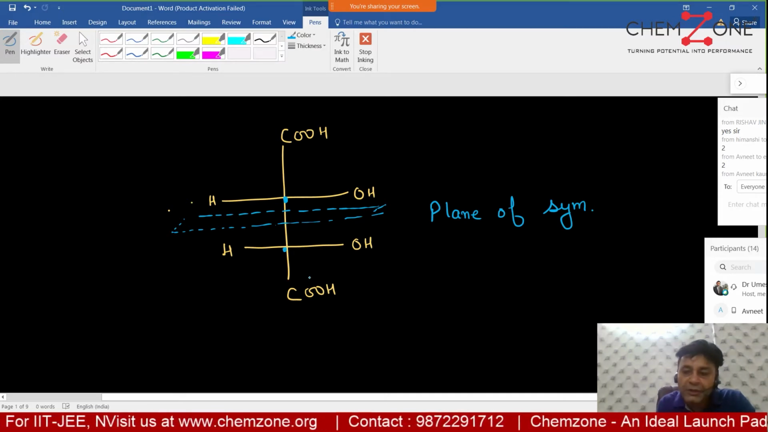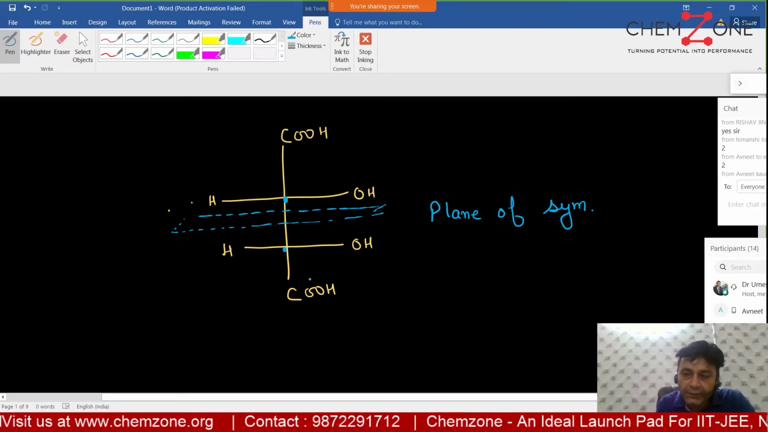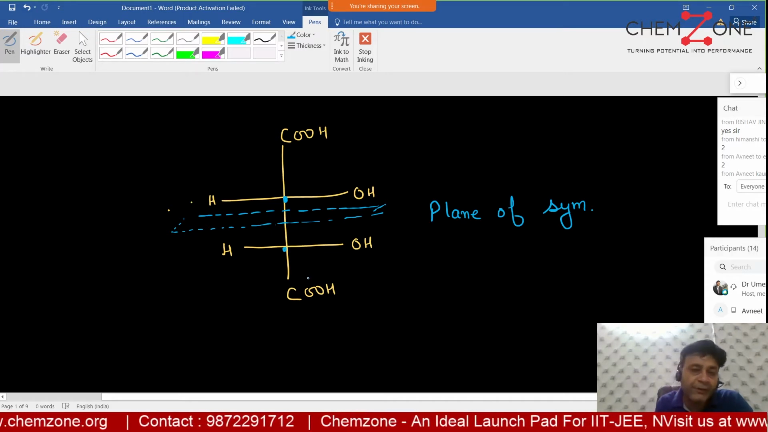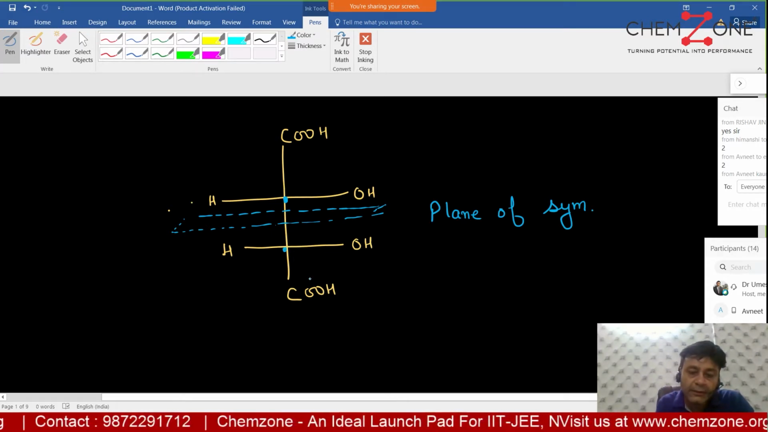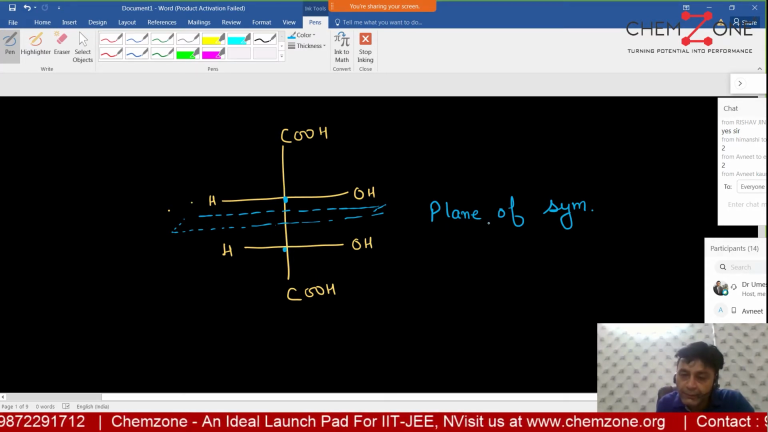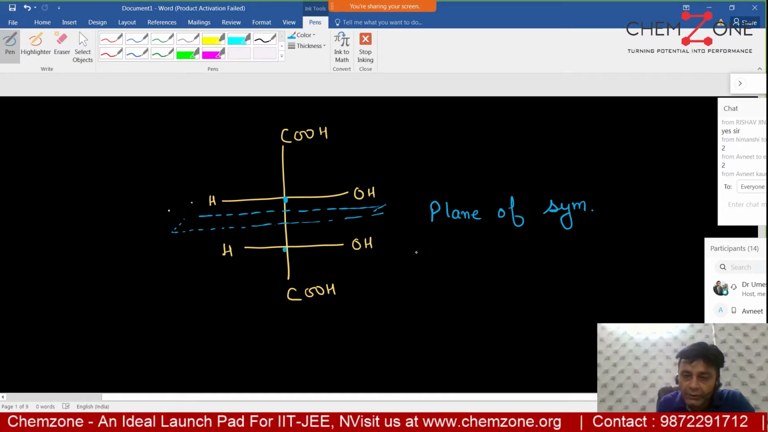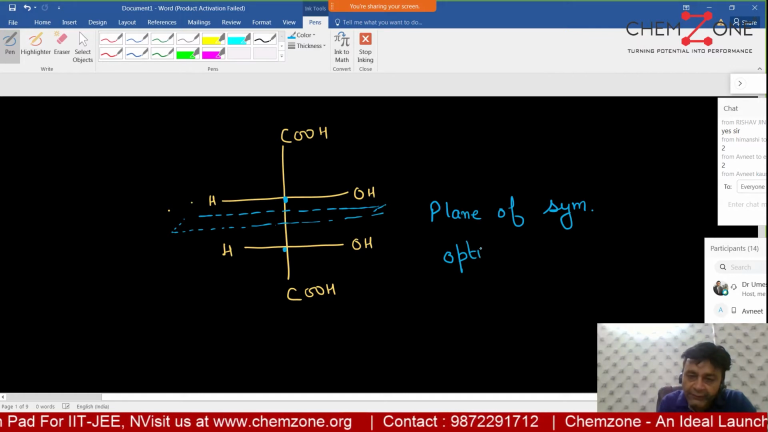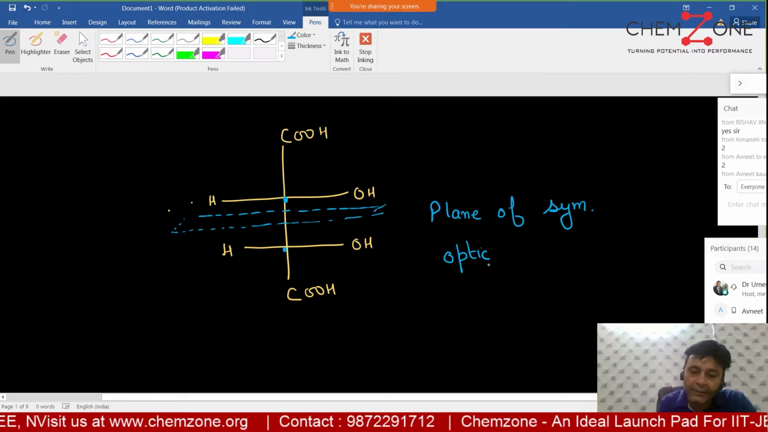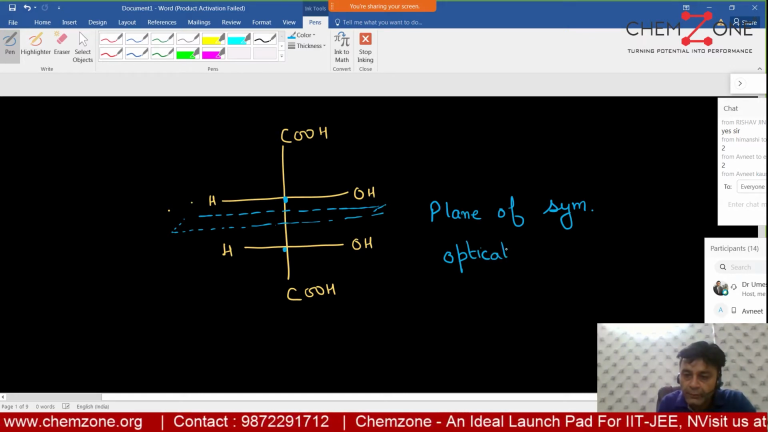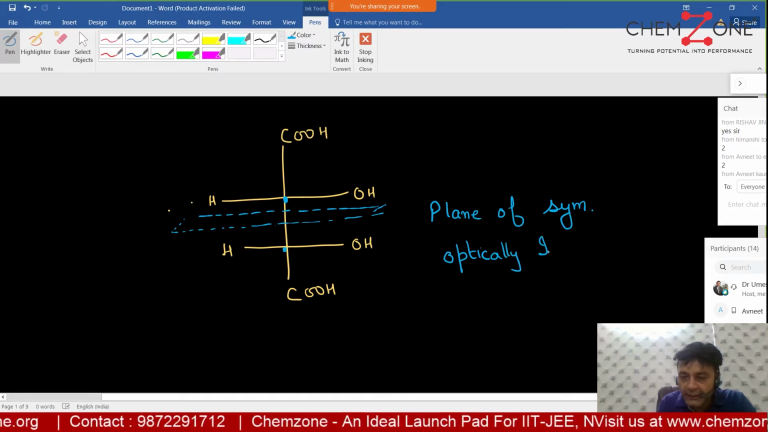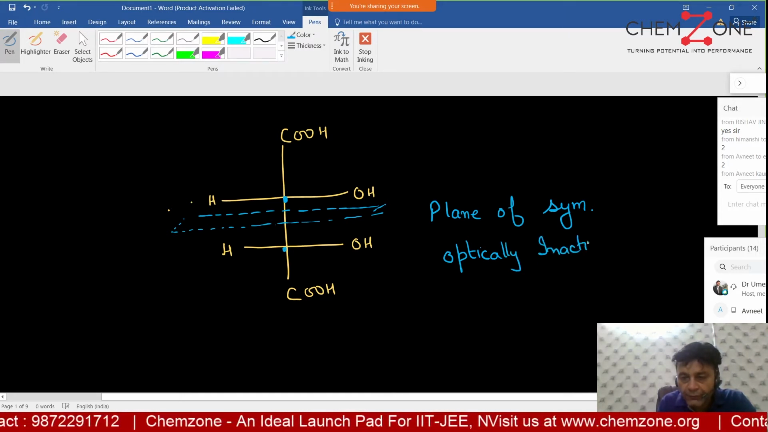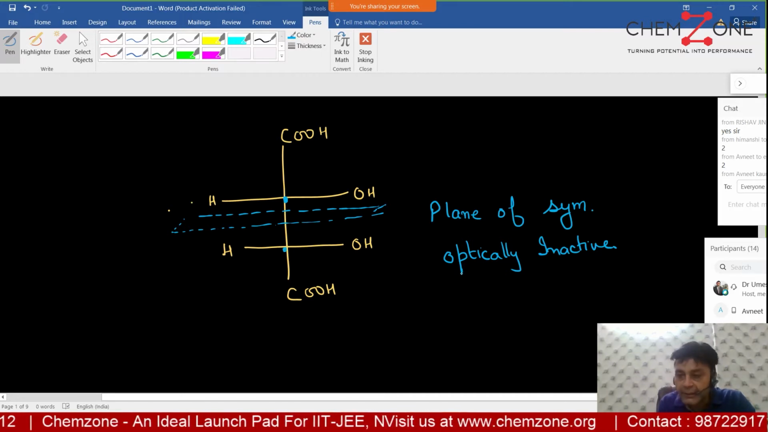The necessary condition for a compound to be optically active is dissymmetry. And here you find symmetry. Plane of symmetry is there. So this compound is optically inactive, even though it has two chiral carbon atoms. It is optically inactive because of symmetry here.